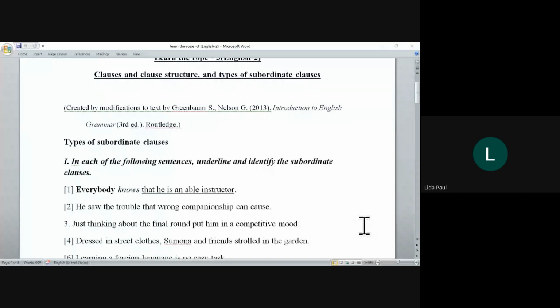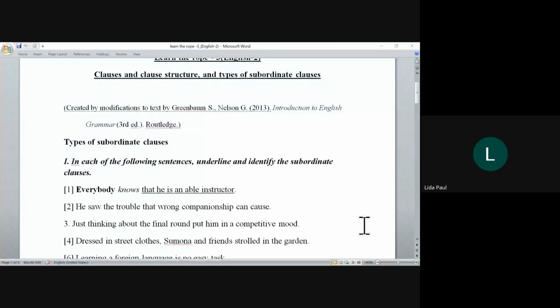Now, if that is the case, can you tell me: I have a car which I have been using for ages now. Which I've been using for ages now. What do you think its role is? Does it act as an adjective or a noun or an adverb?